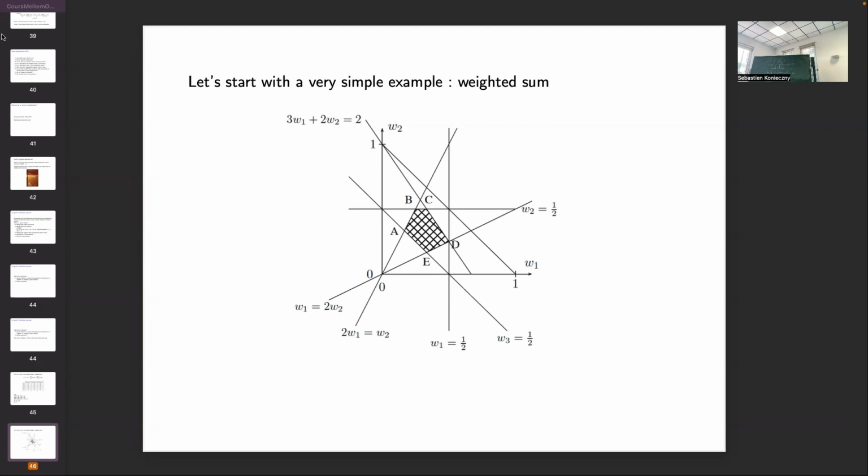And what does it mean? It means that the first comparison that my expert gave me is this one. And I know that all the weights which are here are okay with this comparison, but all the weights here are not okay with this comparison. So then doing this, I will find my feasible region.